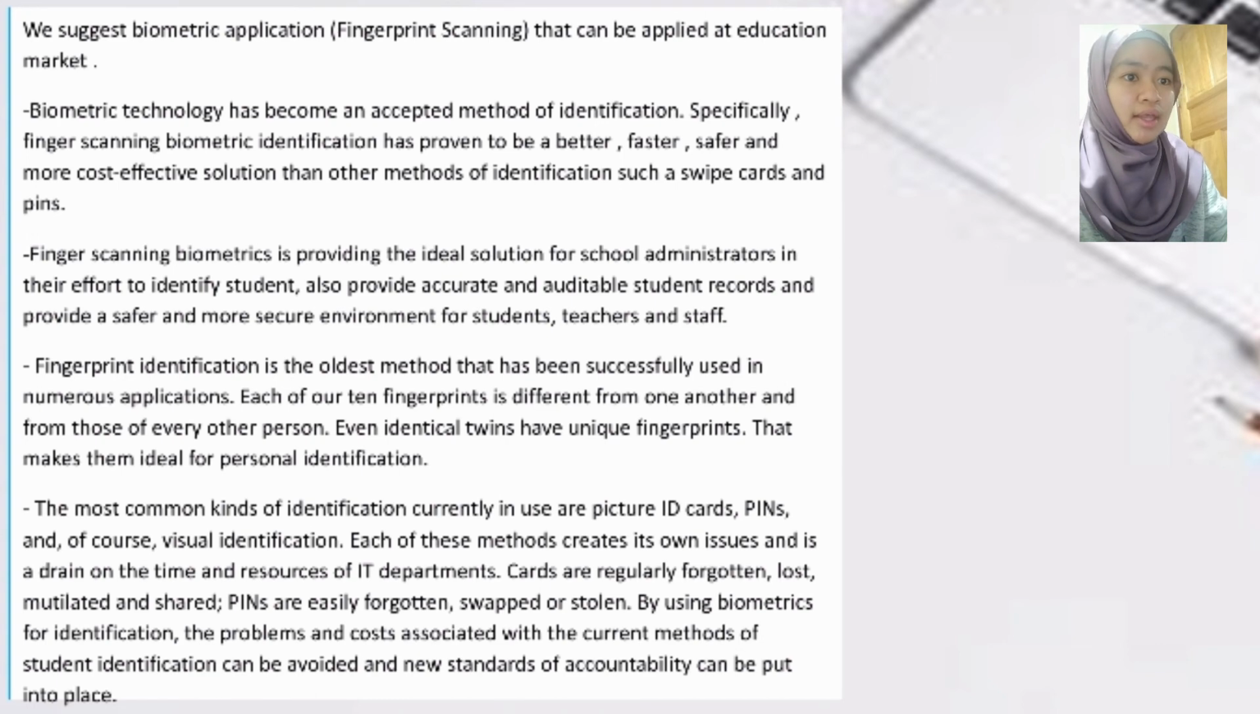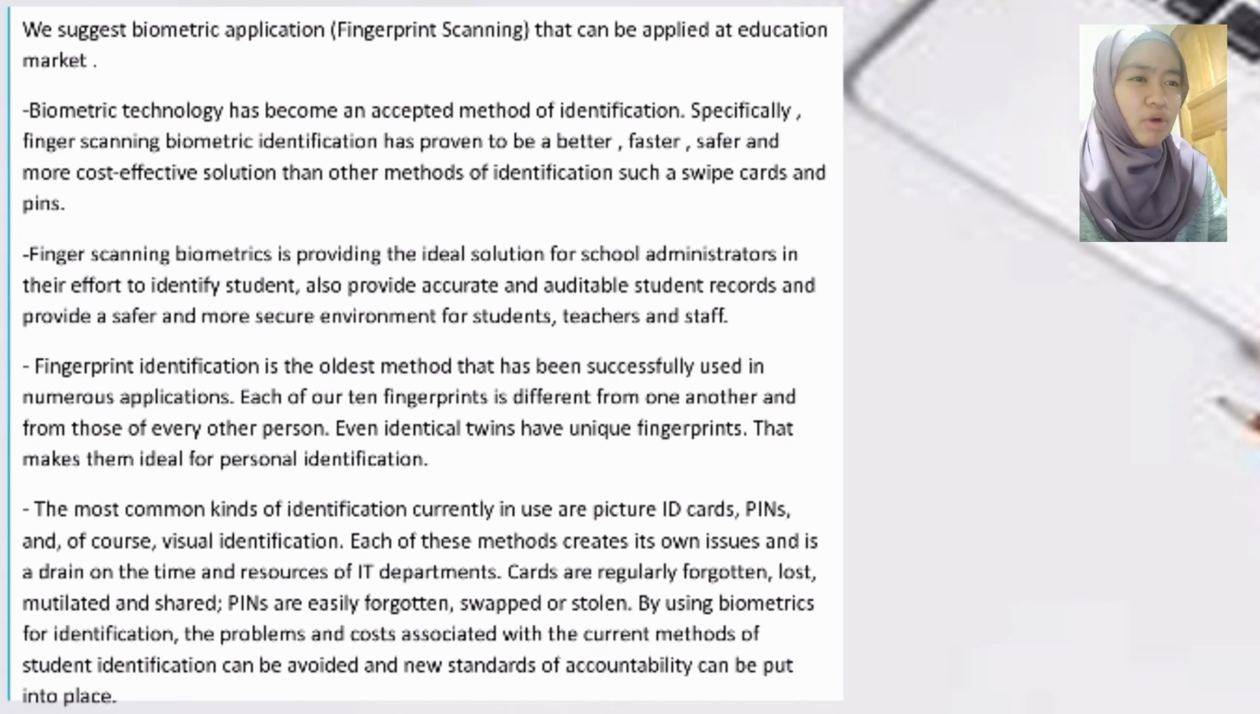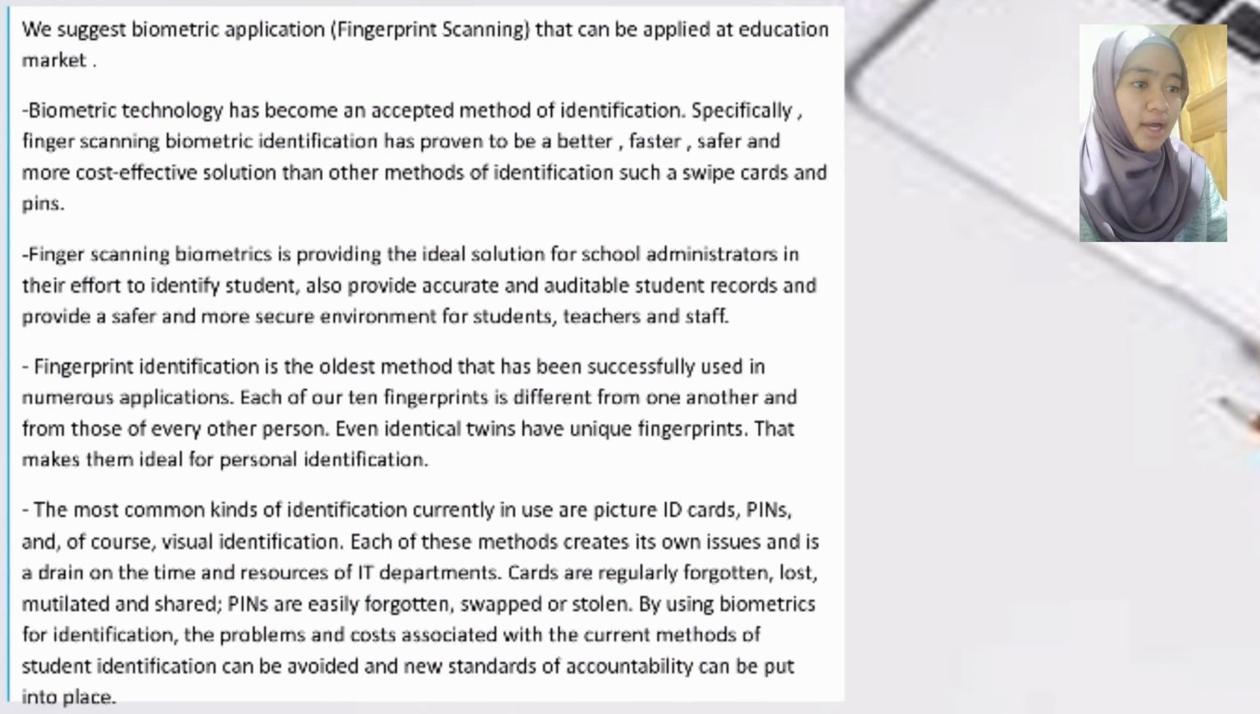administrators in their effort to identify students. It also provides accurate and auditable student records and provides a safe and more secure environment for students, teachers, and staff. The most common kind of identifier currently used is picture ID cards, PINs, and of course visual identification.